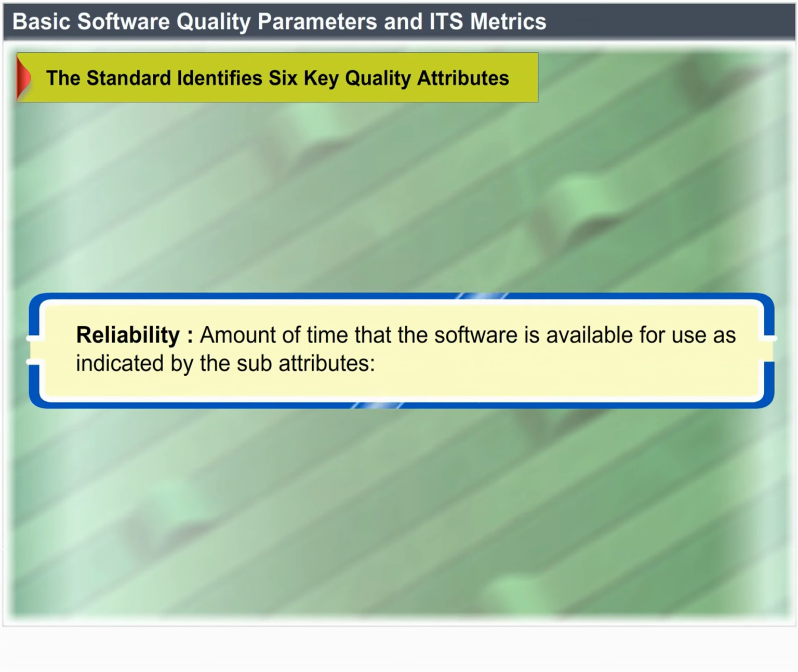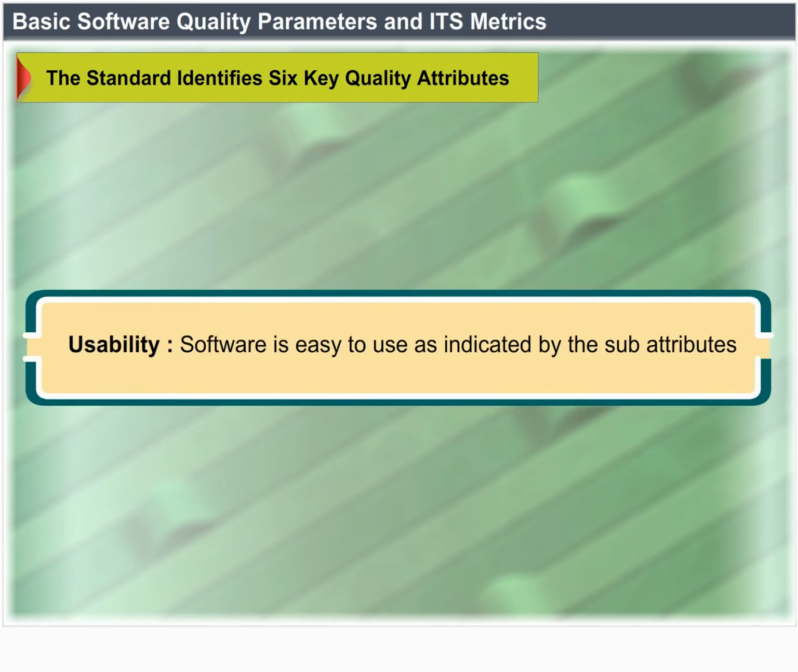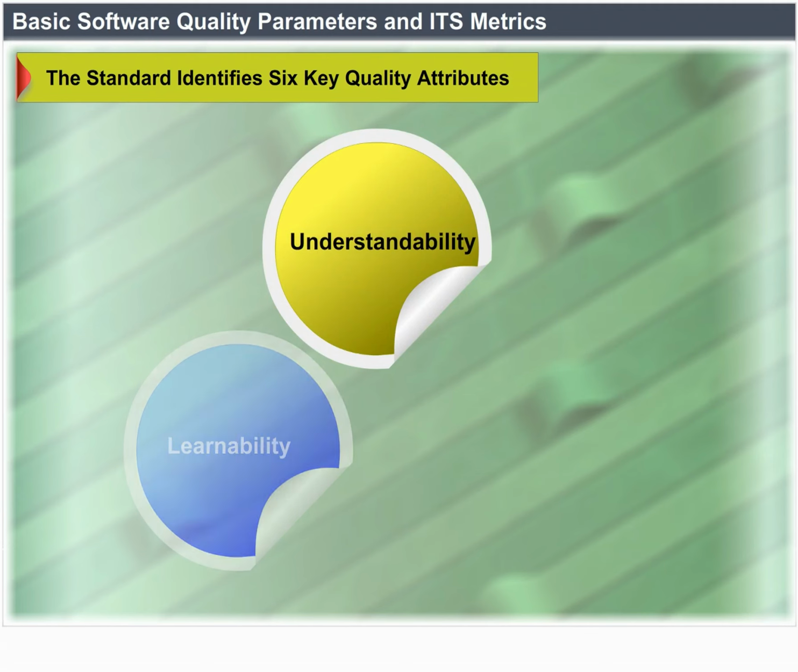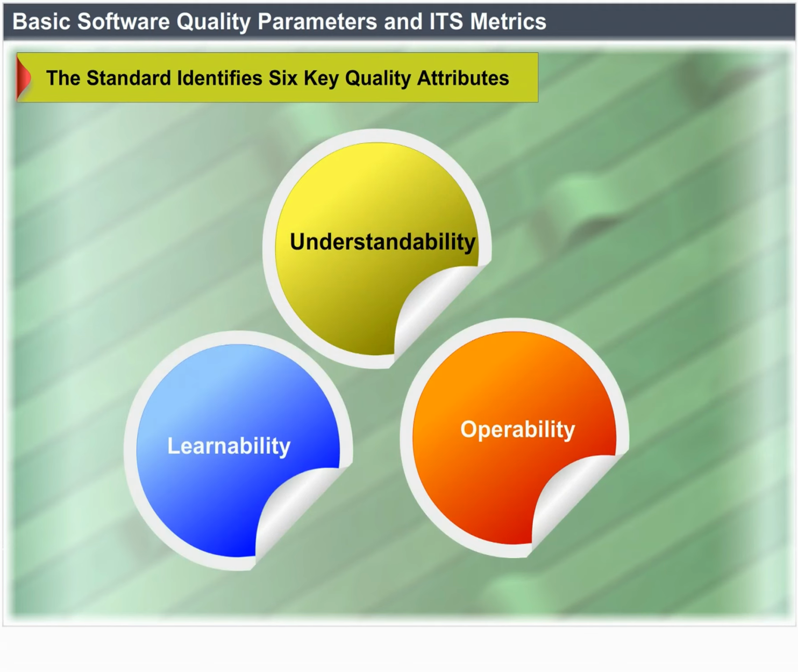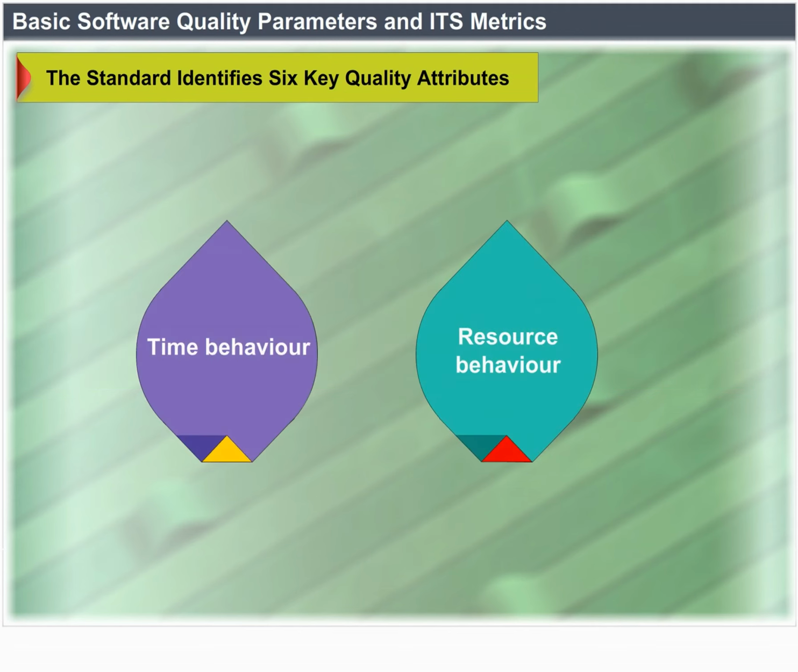Reliability. Amount of time that the software is available for use as indicated by the sub-attributes: maturity, fault tolerance, recoverability. Usability. Software is easy to use as indicated by the sub-attributes: understandability, learnability, operability. Efficiency. Software makes optimal use of system resources as indicated by the sub-attributes: time behavior, resource behavior.